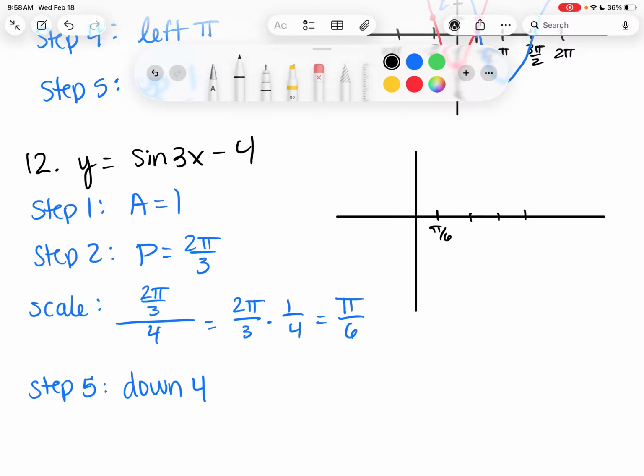I've got pi over 6, 2 pi over 6, which is pi over 3, 3 pi over 6, which is pi over 2, 4 pi over 6, which is 2 pi over 3. Your last number that you write down should always be whatever the period was. The first one is obviously your scale, and then you just have to count and then reduce them if needed. This one doesn't go left or right, so I don't need to add anything else. Amplitude is 1, but I see that it's going down 4, so in the y-axis I need to go down to negative 5.